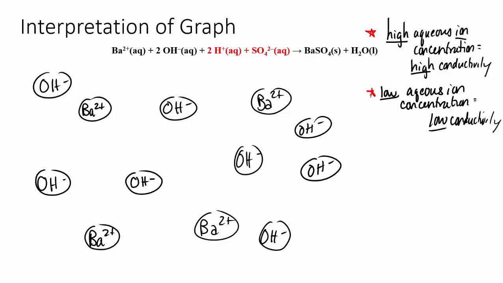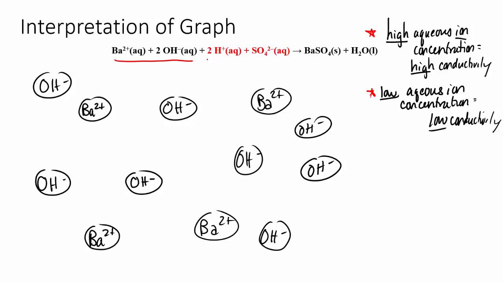So what I have drawn here is your initial solution, which was just barium hydroxide, aqueous. Whenever you have an aqueous ionic compound, it's always going to dissociate to form ions. So you can see why this solution initially is conducting electricity really well, because we have lots of dissolved ions in our solution, and those ions are barium and hydroxide ions.